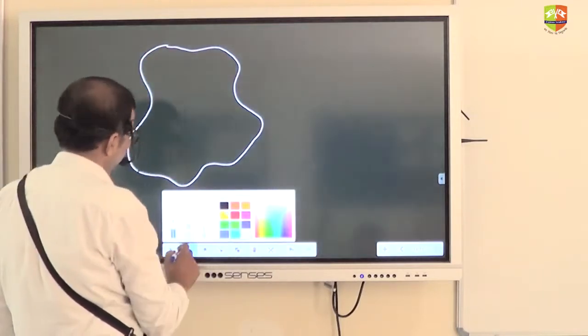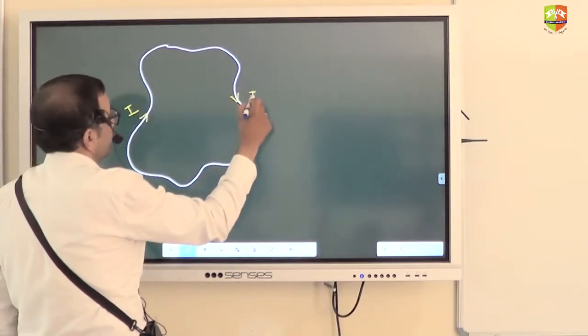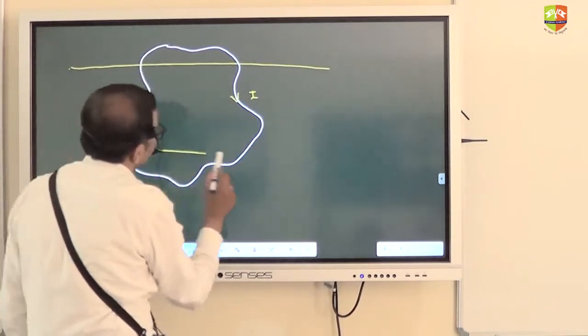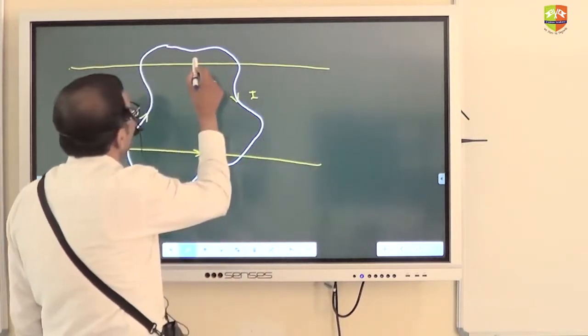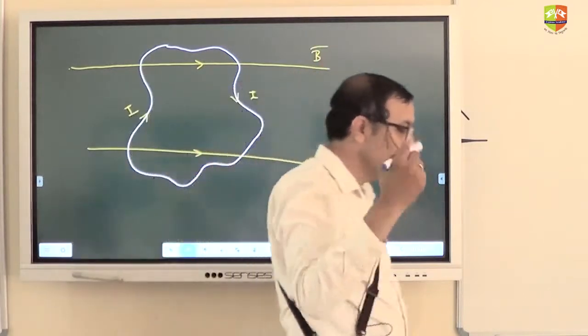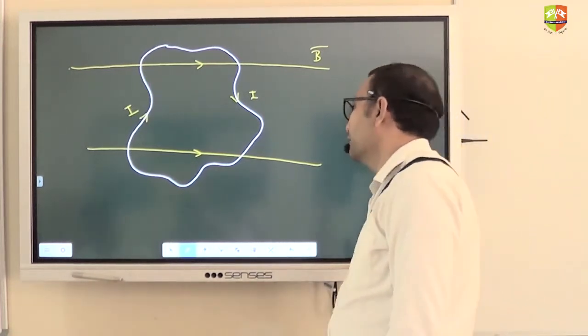Know this, all of you. There is a current that goes on like this, and the magnetic field is going in this direction. Now, can you prove in this case, the way you have proved in the earlier case, that torque is equal to current into area into magnetic field?